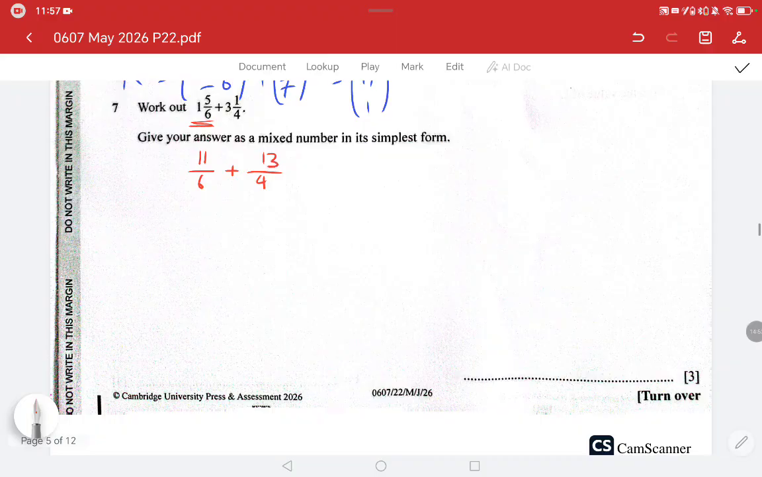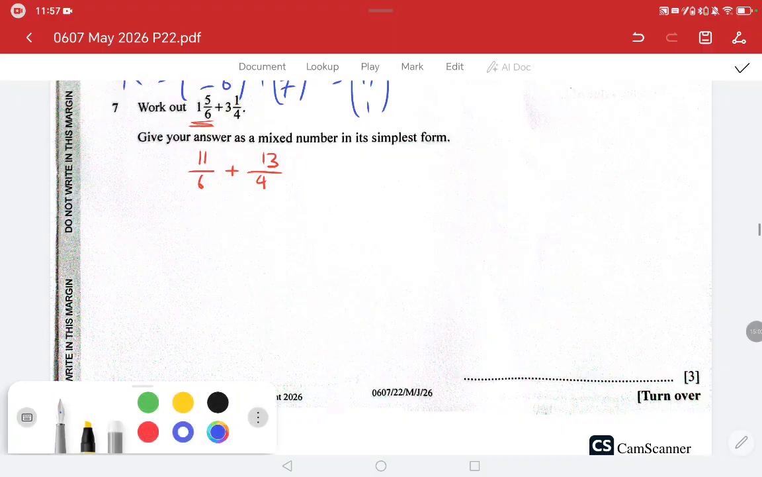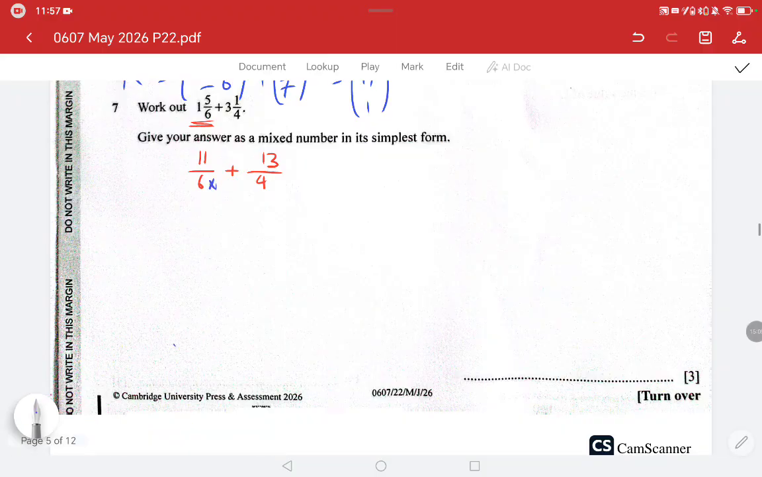If you look at 6 and 4, you need to find the lowest common multiple, or common denominator, to make them the same. To do that, let's multiply this one by 2 and this one by 3.